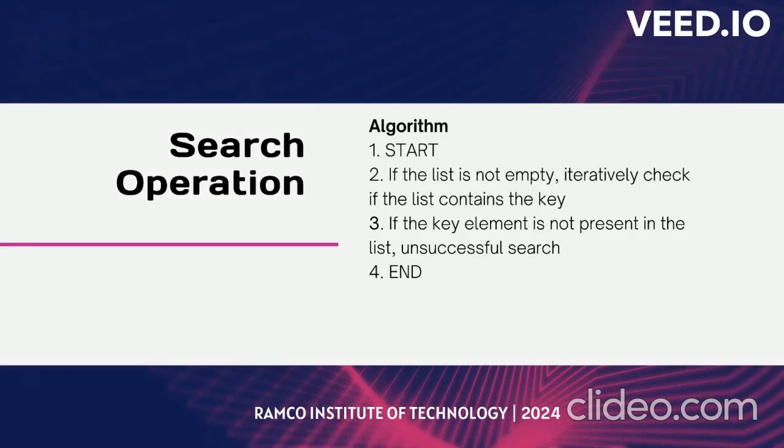For the search operation, we need to check whether the list is empty or not. If the list is not empty, we can check for any element. We have to check the list with the key element to be searched. If it is present, print a successful message. If it is not present, you can print an unsuccessful search message.